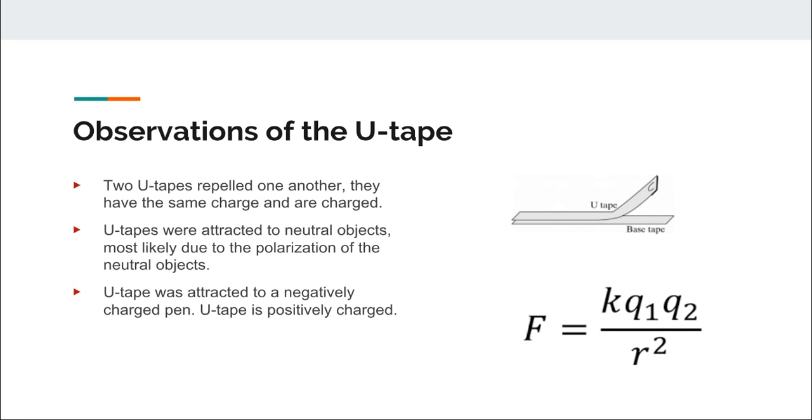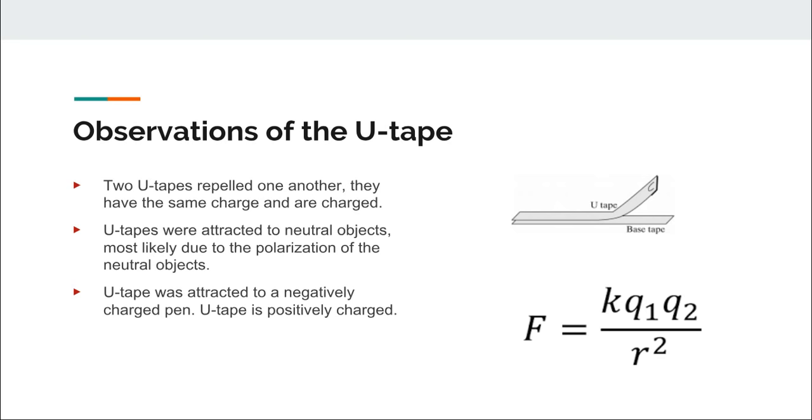Whenever we had two pieces of U-tape, we noticed that they would repel one another. This must have meant that there was a repulsive force, and therefore they had like charges. U-tapes were also attracted to neutral objects, and we learned in lecture that this is due to the polarization induced by the charged pieces of tape.